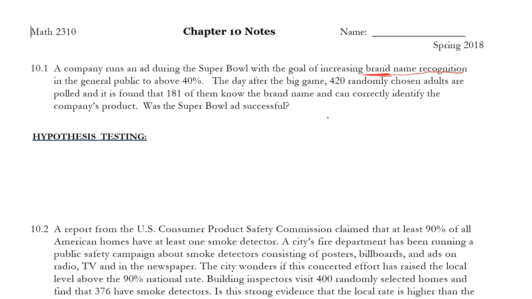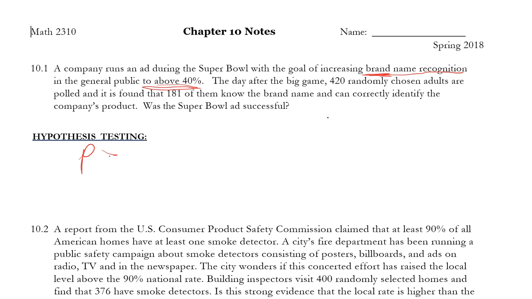So suppose they run the ad, and the day after the big game, 420 randomly chosen adults are polled to see if they know what the brand name is, and 181 of them correctly recognize the company's product. So they were able to recognize the brand. Was the Super Bowl ad successful? So what you're really asking is, did it do a good enough job? Was it above 40%? As you're looking at this, we have a claim about a population parameter.